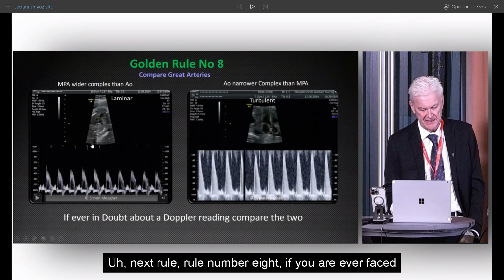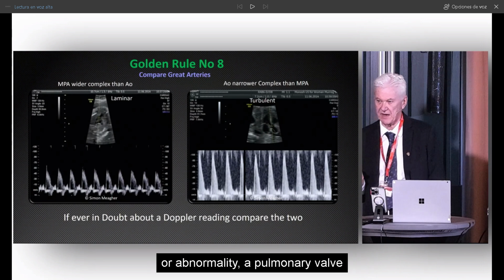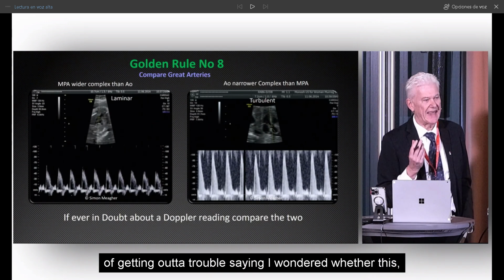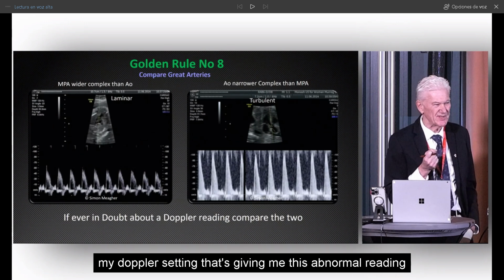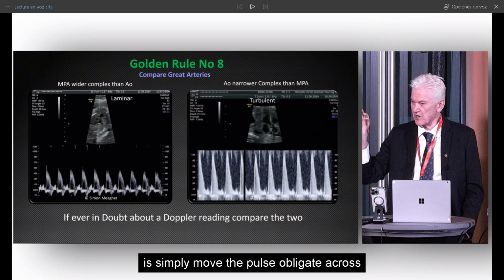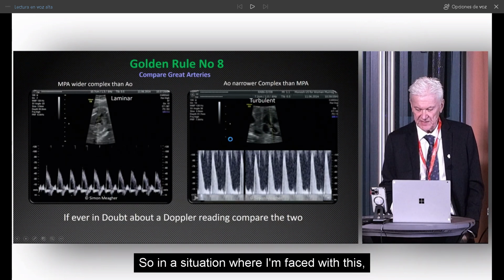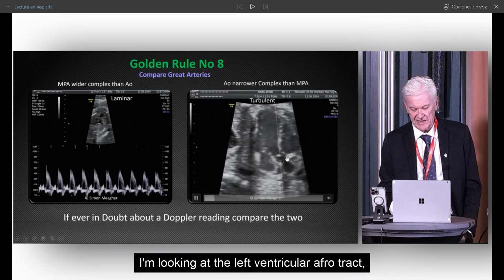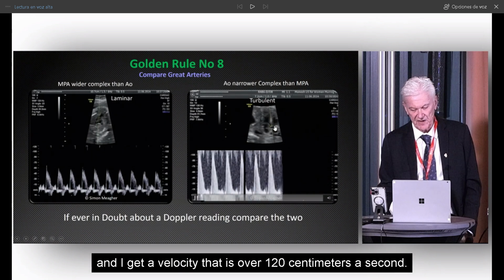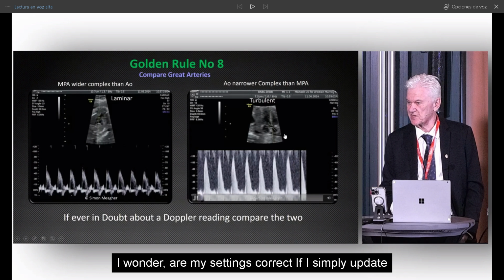Next rule, rule number 8. If you are ever faced with a situation where you think there's a valvular abnormality, a pulmonary valve or aortic valve abnormality, one way of getting out of trouble, if you wonder whether it's your Doppler setting giving this abnormal reading, is simply to move the pulse Doppler gate across to the other great artery. So in a situation where I'm looking at the left ventricular outflow tract, I place my pulse Doppler gate distal to the aortic valve, and I get a velocity that is over 120 centimeters a second. I wonder, are my settings correct?